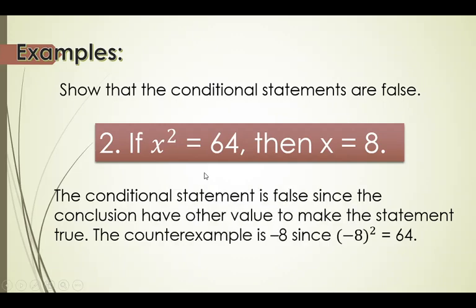Because, ayan, the conditional statement is false since the conclusion has other values. Ibig sabihin, may iba pang value ng x para ang sagot ay 64. At ano yung iba pang value na yon? Negative 8. So we have the counter-example, which is negative 8 squared is also equal to 64. So may iba pa palang value aside from 8. Kaya ang statement number 2 ay conditional statement which is false. Nakuha?